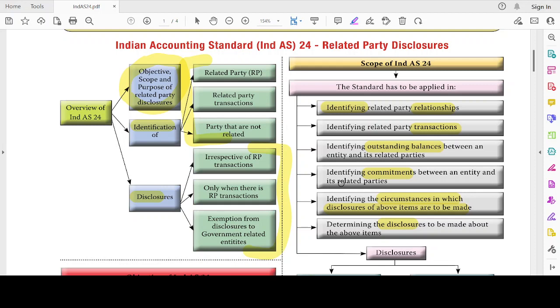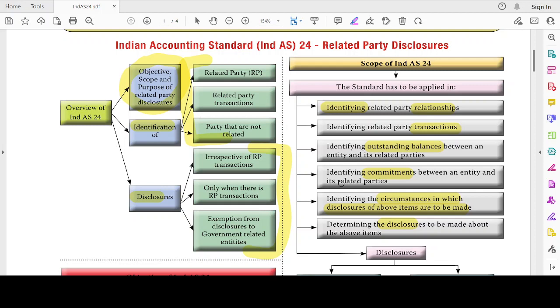It discusses the objective, scope and purpose of related party disclosure, identification of related party transactions, and parties that are not related. Then it also discusses the disclosure requirements: what is to be disclosed irrespective of related party transactions, what is to be disclosed only when there are related party transactions, who all are to be disclosed, and then exemption from disclosures to government related entities. So first, let's discuss the scope of Ind AS 24.